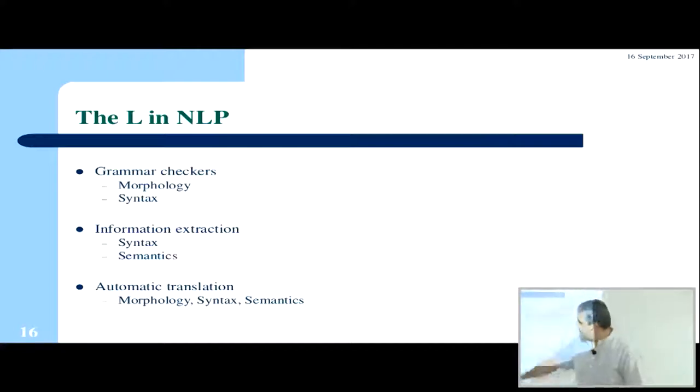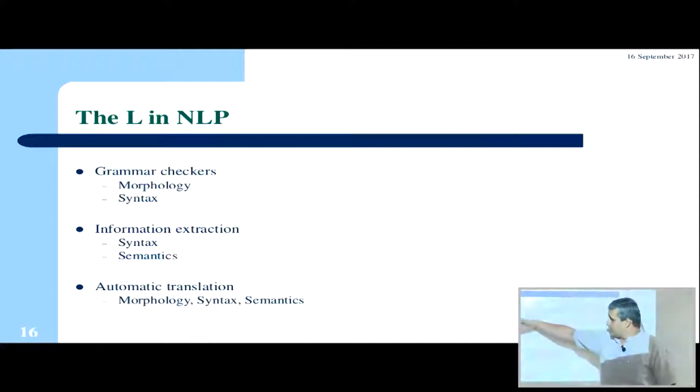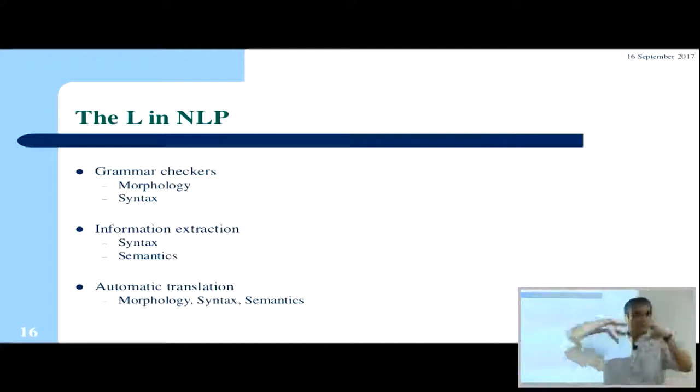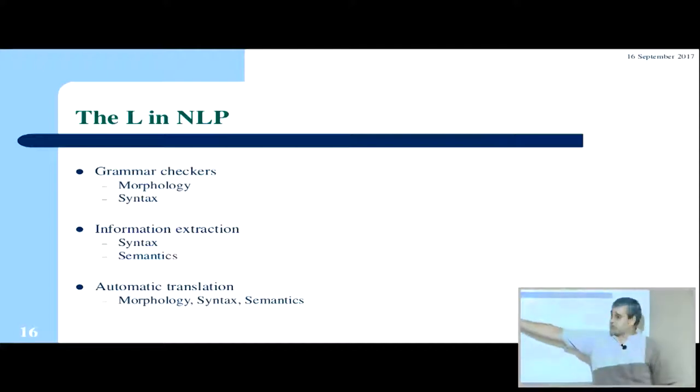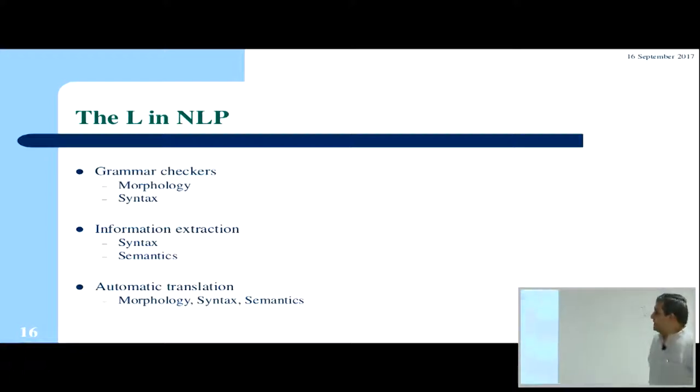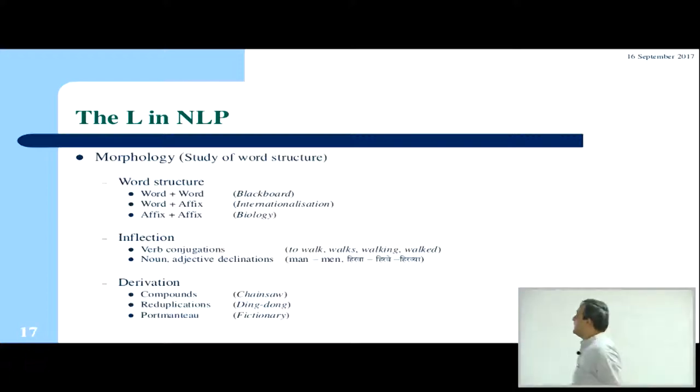Next, grammar checkers, information extraction, automatic translation. So what do they feed on? Morphology, syntax, semantics. I'm going to go into each of them, but I've just clubbed them together here, and we'll go into the details in the following slides. Oops, I pressed something else. Okay, yeah. So, morphology, that's the study of word structure. Word structure in language, how a particular word is constructed, how it is built.